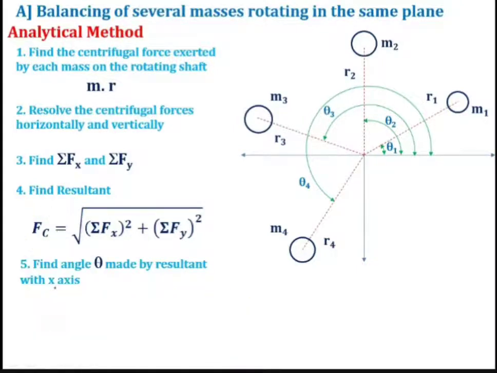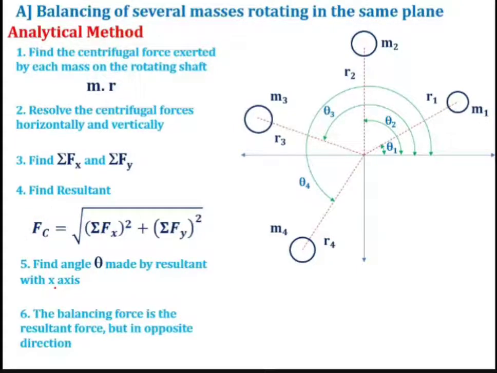So this is how you have to solve this analytically. Okay, and again the balancing force is the resultant force, but in the opposite direction. So this resultant force that you are getting is equal to the balancing force Fb, but in the opposite direction. That you have to remember. So I hope you have understood this.